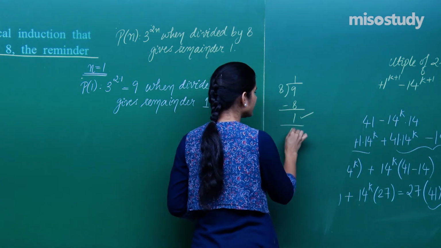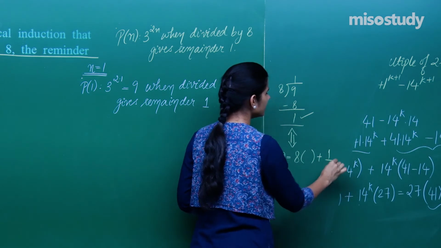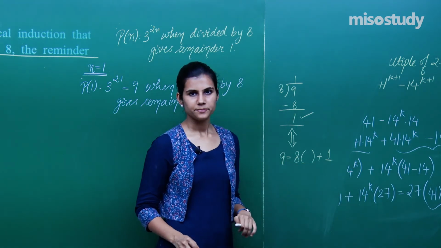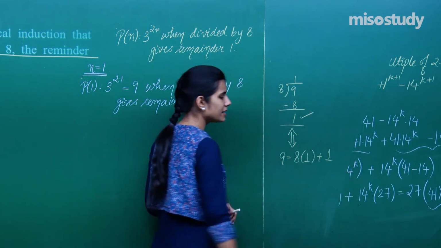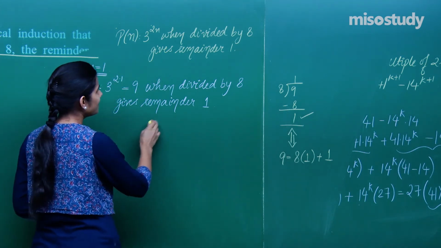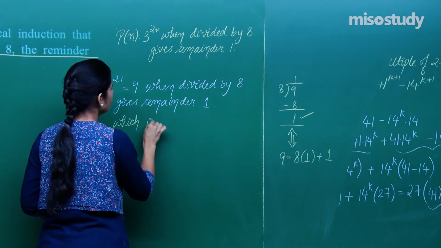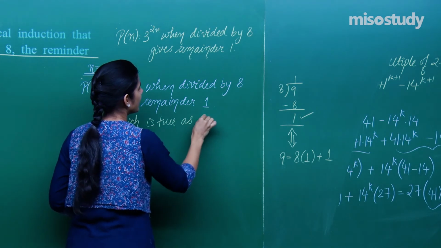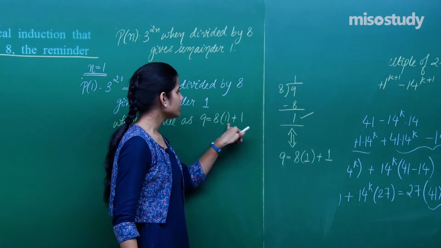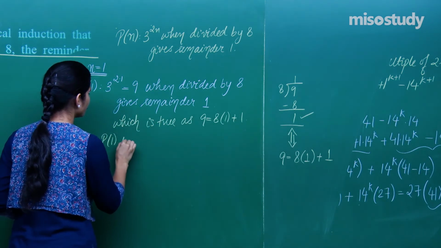That means either you say this or you say 9 can be written as 8 into something plus 1. This would mean that when 9 is divided by 8, whatever the quotient is, remainder is 1. And of course 9 can be written as 8 into 1 plus 1, and that means when 9 is divided by 8, the remainder comes out to be 1. 9 when divided by 8 leaves the remainder 1, which is true, as 9 can be written as 8 into 1 plus 1. That means when 9 is divided by 8, quotient is 1, remainder is 1. Therefore, P1 is true.